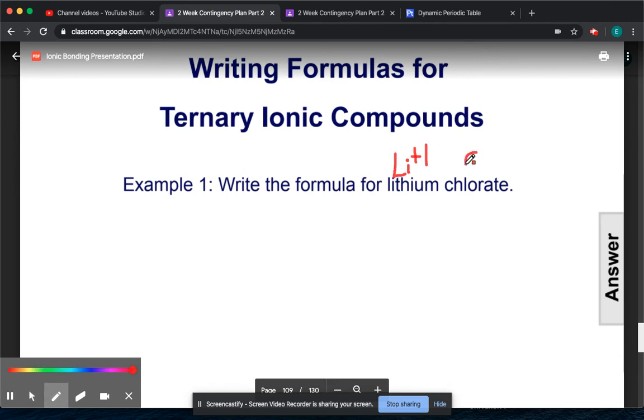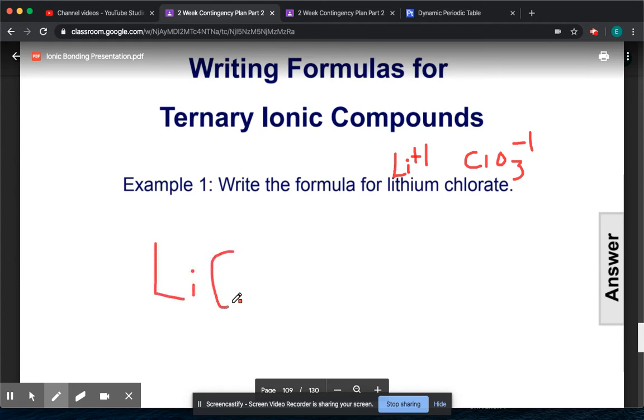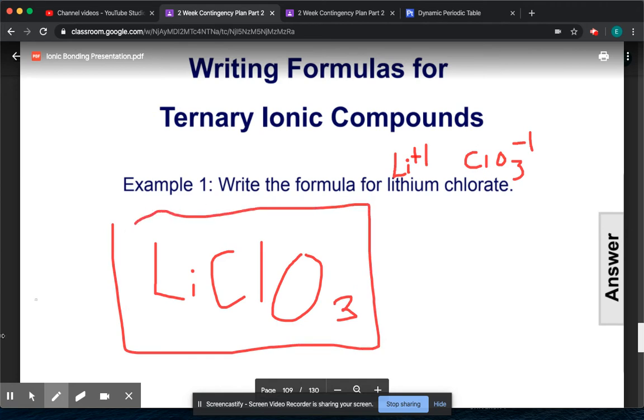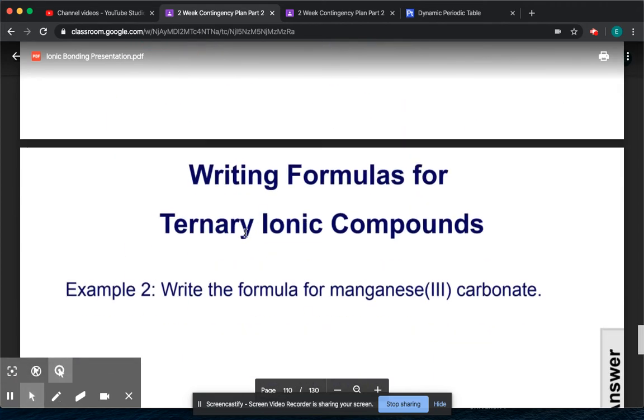So this is ClO3, and the charge on it is -1. So looking at the charges, +1, -1, they already cancel. There is no other work we need to do. So then the formula would just simply be LiClO3, done. That's your final answer.